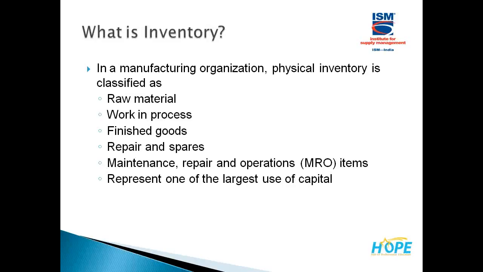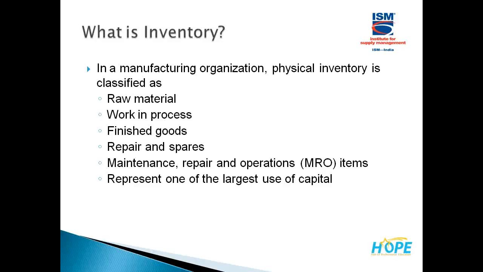And repairs and spares are like after sales inventory, the inventory required for the finished goods. MRO is what is required for manufacturing but not considered a part of the bill of material. So take the example of cotton gauge, oil, they are all MRO items. A very important reason why we are interested in inventory is that inventory represents one of the largest portions of the capital. And that's why even the top management is also highly interested in inventory.